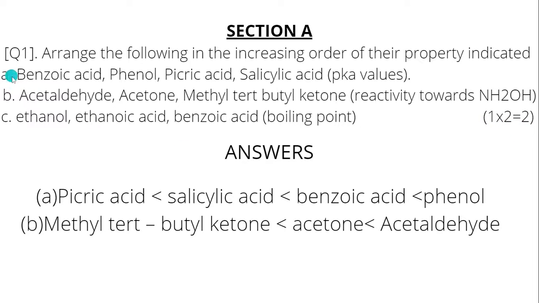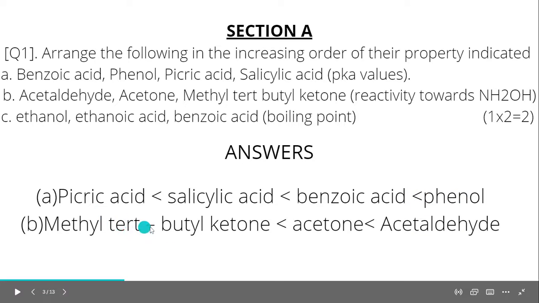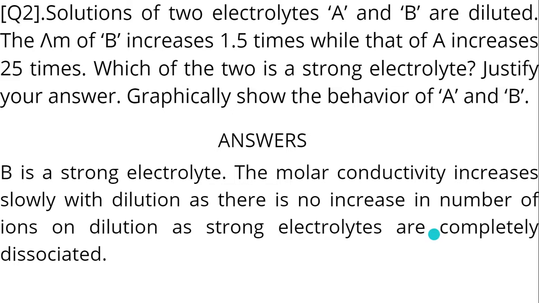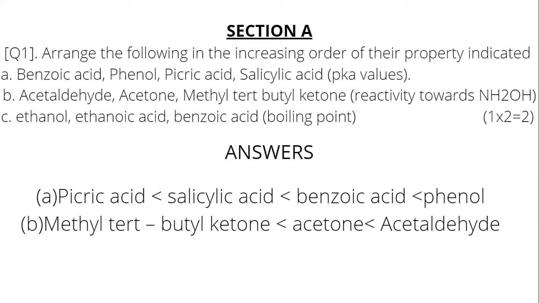I will do the first and second ones. The first is benzoic acid, phenol, picric acid, salicylic acid in pKa value, and the second is acetaldehyde, acetone, methyl tert-butyl ketone. So picric acid is less than salicylic acid, less than benzoic acid, less than phenol. Methyl tert-butyl ketone is less than acetone, less than acetaldehyde. So this is question number 1 solved.